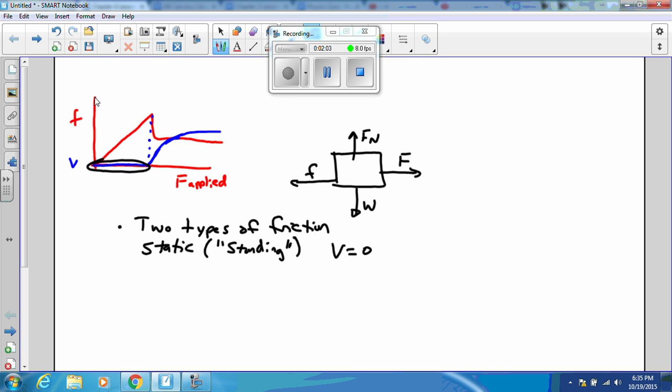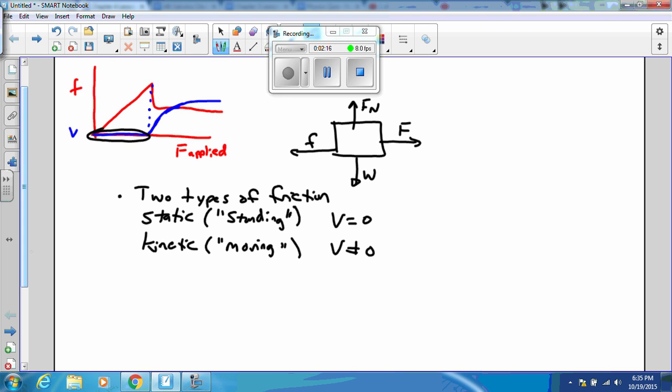And there's going to be a second type of friction that is kinetic, from the Latin word for moving, when the velocity of our object is not zero, when it's moving. So we have static friction and we have kinetic friction. Let me fix my handwriting. And what can we say about these two types of friction?